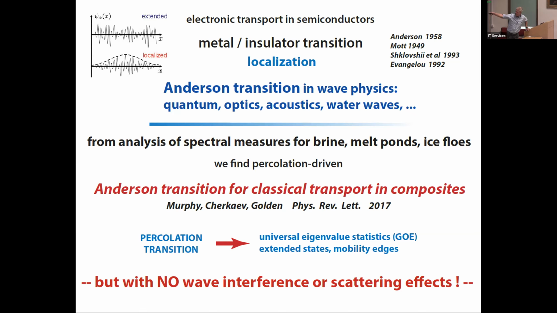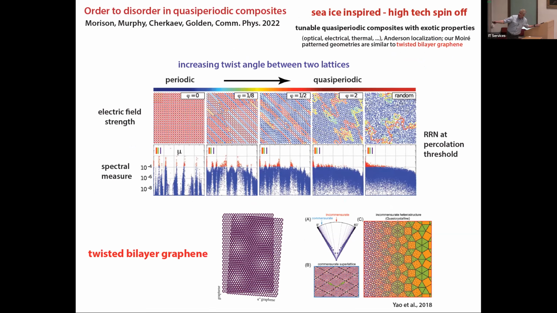One interesting thing this led to was a spin-off to high-tech composites. One of my PhD students, David Morrison, whose dad is Jamie Morrison, a famous physical oceanographer I went to Antarctica with, that's how I knew him, did a PhD with me, and he developed these amazing moire composites, sort of tunable quasi-periodic composites that have exotic properties. He just published this a little while ago in Communications Physics. It's like you twist one lattice relative to the other by only 2 degrees, and you go from completely periodic bands and gaps to almost random percolation type behavior.